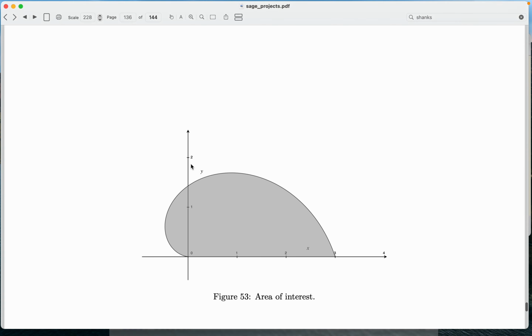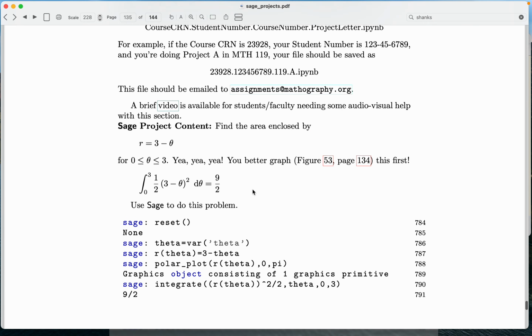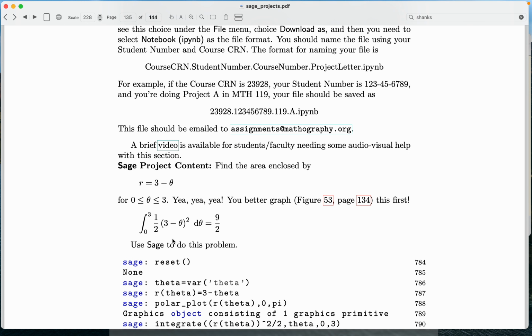I want to point out what I mean by that. At the angle 0, the radius is 3. At the angle 3, which is over here somewhere, the radius would be 0. And the thing sweeps out an arc that looks like this over here. And this is the area they're talking about. So setting up the limits of integration is fairly easy, and doing the integration is also fairly easy.